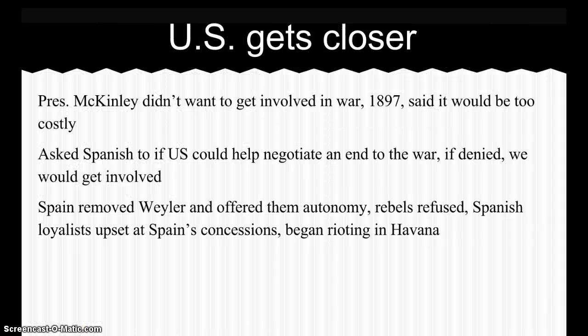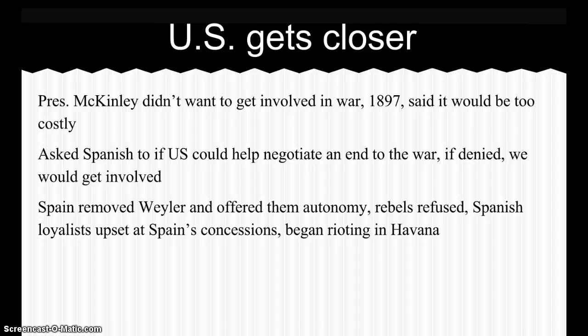So this title is The U.S. Gets Closer. So guys, for President McKinley, I want you to put down that he did not want to get involved. He said it would be too costly. I did put down on your notes that he asked the Spanish if the U.S. could help negotiate an end to the war. And if that was denied, then we would get involved. So it's kind of a way to say, oh, we might get involved.